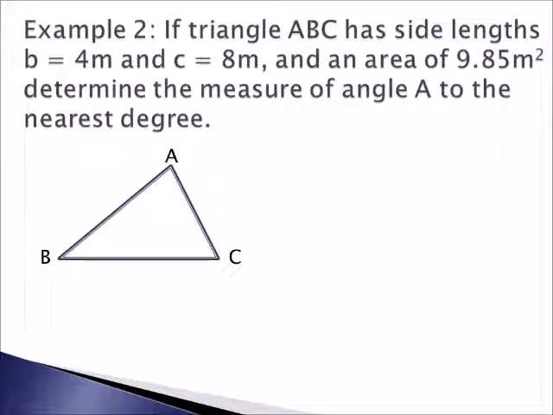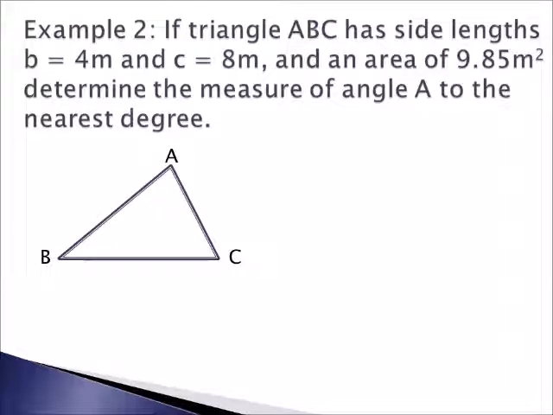Now let's look at example 2. If triangle ABC has side lengths B is equal to 4 meters and C is equal to 8 meters and an area of 9.85 meters squared, determine the measure of angle A to the nearest degree. So in this case, we are working backwards in order to find angle A.